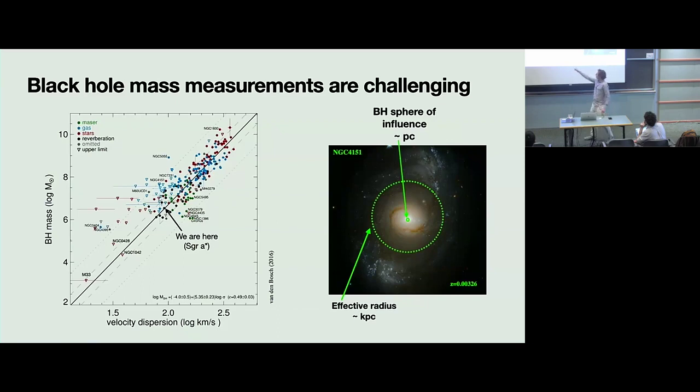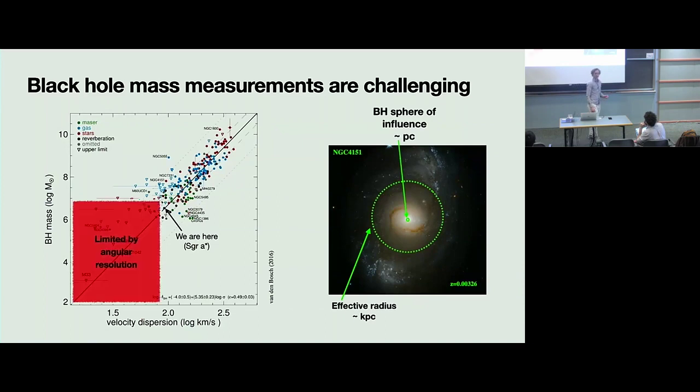But what about this bottom part here on the left? There we are really limited by angular resolution of our telescopes. So we simply cannot resolve the sphere of influence of the black hole. So we cannot do dynamical mass measurements of black holes at a scale that is only just below the black hole in the center of our own Milky Way, right? So this is of course the big problem.